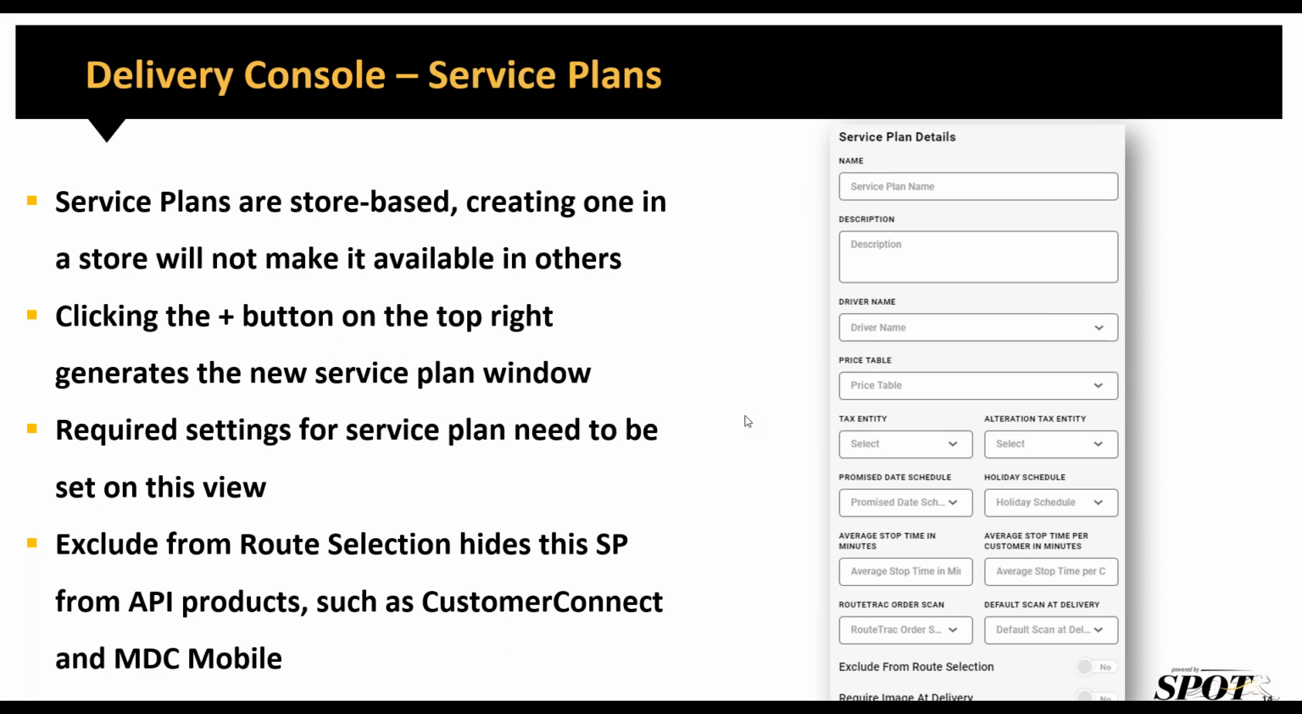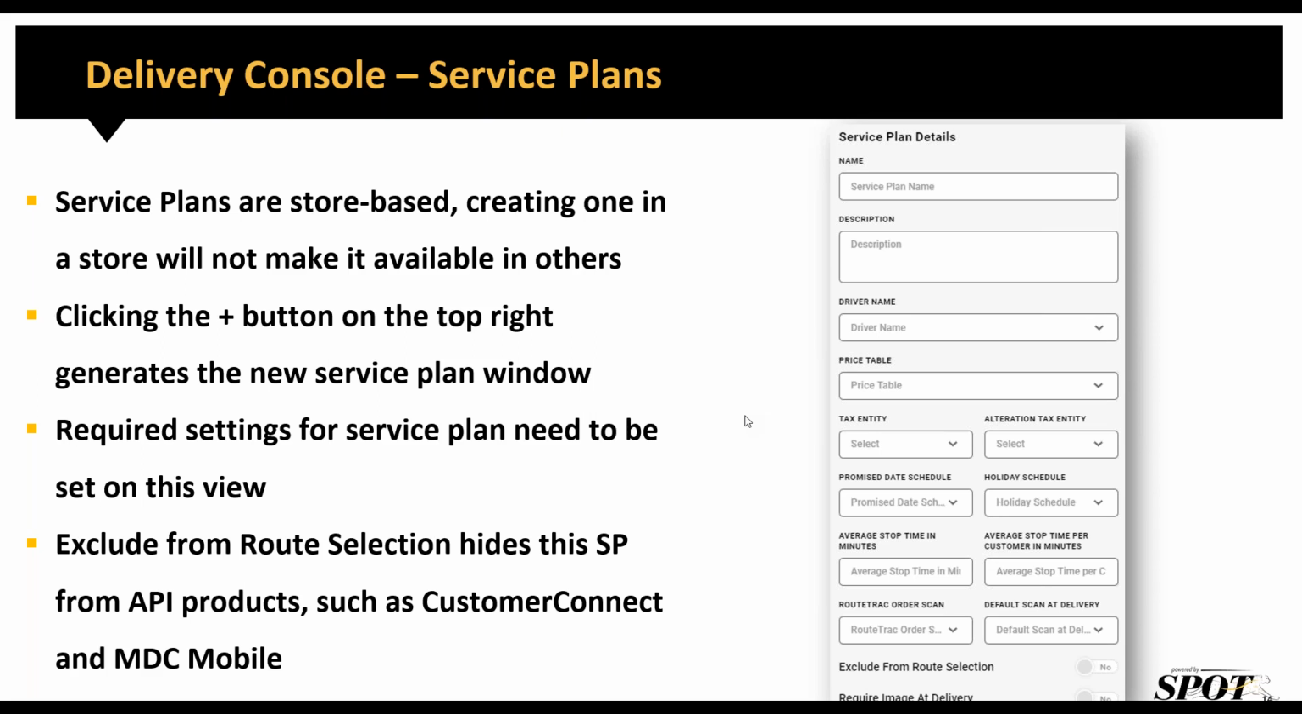So average stop time in minutes, this is just the amount of minutes that you have decided it should take a driver to complete one stop. And then the one to the right hand side is average stop times per customer in minutes, which is basically the same, except this is for multi-stop customers. So how much in addition to the stop time, the average stop time, should it take the driver to complete one multi-customer stop after the other?